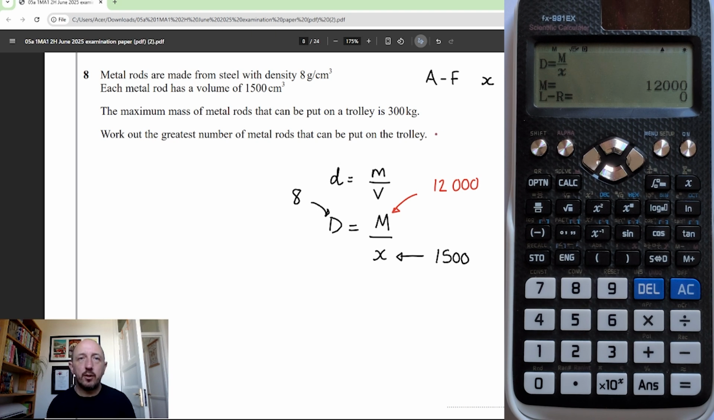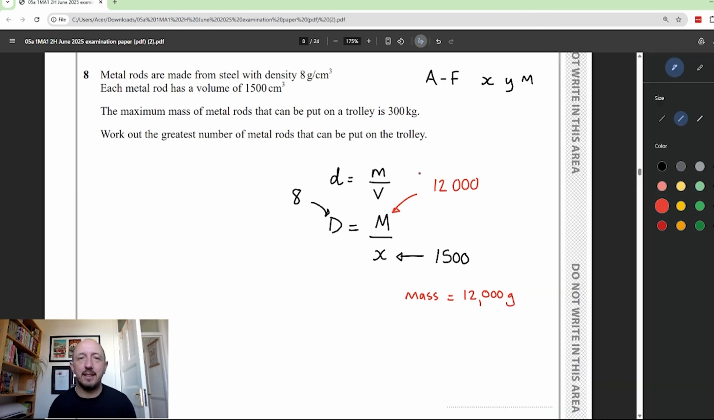Okay, so the calculator is telling us that the mass of this case, the metal, is 12,000. We just have to be careful with units here, just like in physics, because this is grams, and this question is talking about kilograms, so we'll come back to that later. But the most important thing is that the calculator has now told me that mass is 12,000.